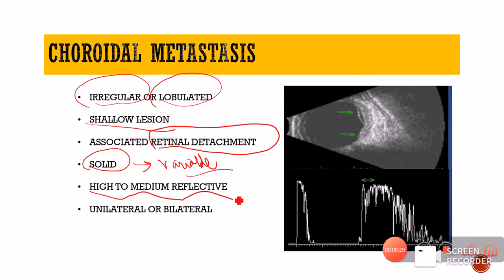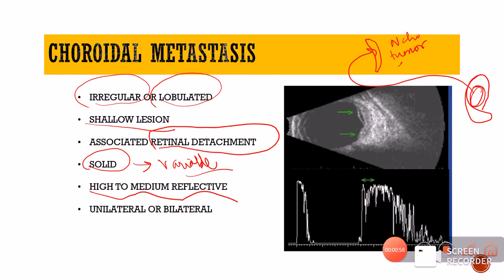And why is it so? It is because we have a normal choroid, and on top of that a tumor from some other part of the body is coming and getting stuck in the normal choroid. So in that location, we have the normal choroid, we have the tumor cells from somewhere else, and then we have certain other growths, and because of that variability, we are actually seeing high to medium reflectivity in case of choroidal metastasis also.